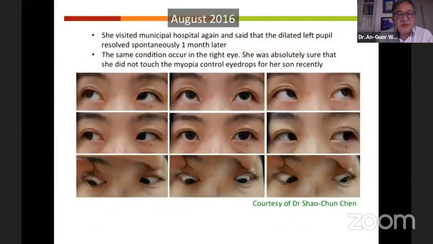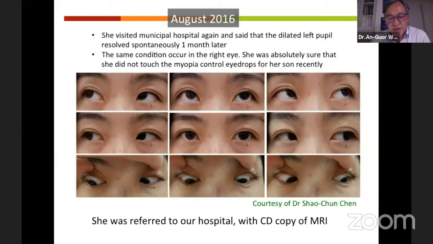In August, she returned to the municipal hospital again and said that the dilated left pupil had resolved spontaneously 1 month later. The same condition then occurred in the right eye. She was absolutely sure that she had not touched the myopia control eye drops for her son recently. Her extraocular movement was full, and she was referred to our hospital with a CD copy of MRI.